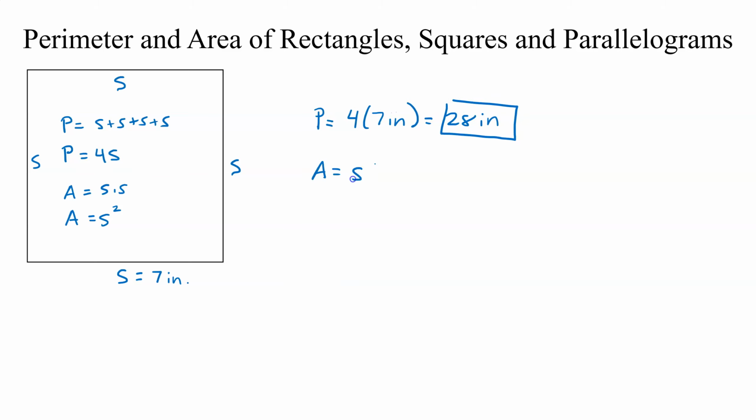Area is side squared. Again, our side is 7 inches, so 7 squared is 49. And then the units will also be squared, so it'll be inches squared.